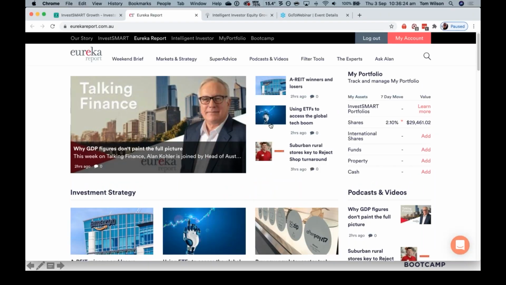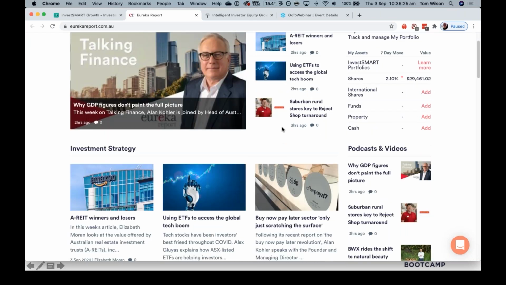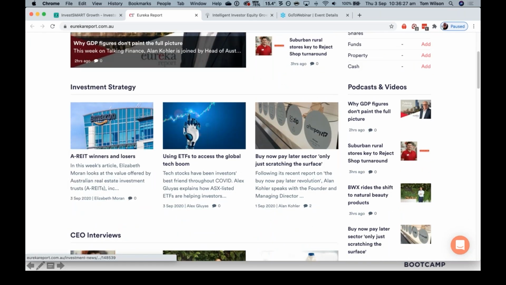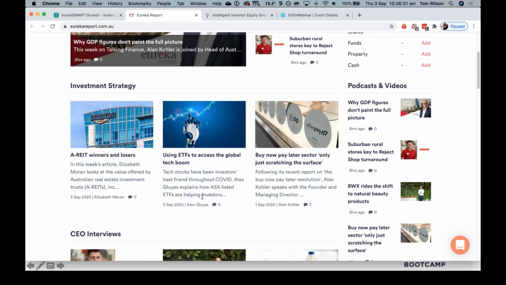I find it invaluable in terms of just reading about different assets. So there's talk about ETFs this week, which Alex is writing about. And then there's the real estate investment trusts, which are going to be quite important at the moment, given that we're slowly unwinding restrictions around the pandemic. The buy now, pay later sector is always a very interesting topic. And it looks like Alan's had an interview there with one of the founders and managing directors.